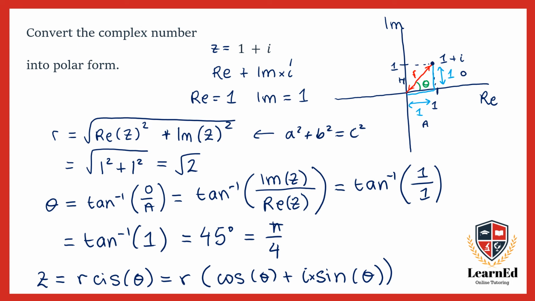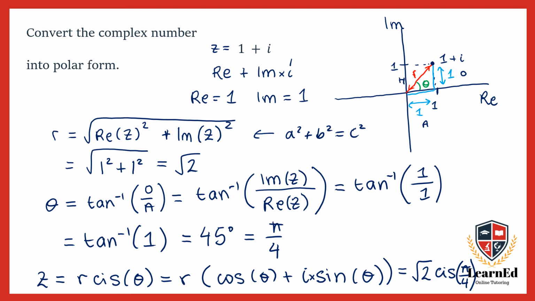Now we just substitute, because we know what r is and we know what theta is. We'll write it as r cis theta because it's the shorthand way. So our answer would be square root of 2 cis, and we'll keep it in radians, so pi over 4. There you go. That's our final answer for the polar form of this complex number z.